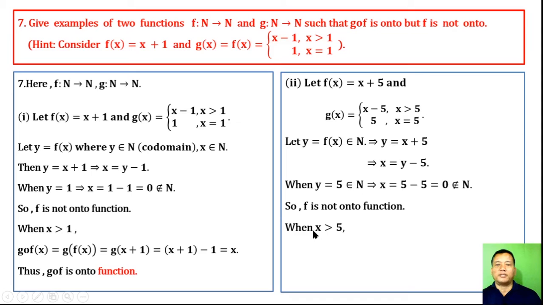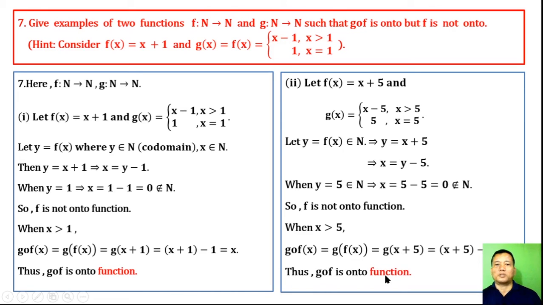When x is greater than 5, g o f of x is g of f of x, that is g of x plus 5, which is x plus 5 minus 5, that is x. Thus g o f is onto function. The examples are proved.